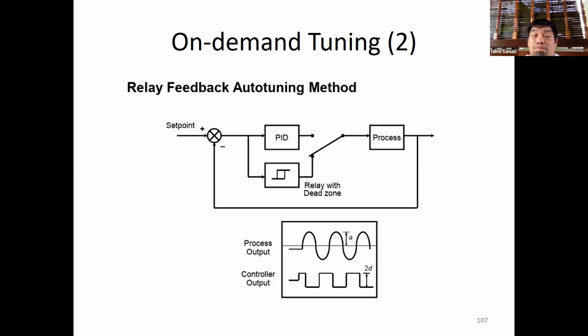Ini untuk PLC. Untuk on demand tuning. So kalau ini PID is on, this is for the tuning. So kita switch kejap untuk dapatkan parameter, and then kita tune the PID, kita switch back the system untuk PID with the controller.